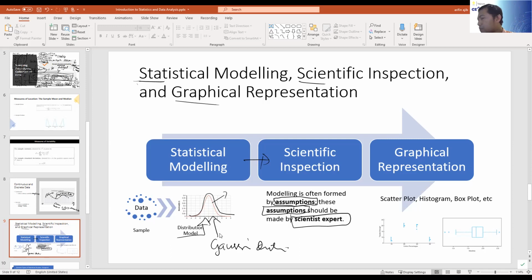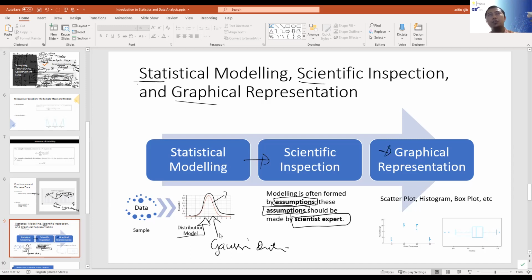For example, when we sample the data, let's say I want to sample the income per capita of Indonesia, it does not make sense that we sample only in Jakarta. We should make a sample of the whole of Indonesia, something like that. That's the kind of scientific inspection, or assumption, that can be validated.